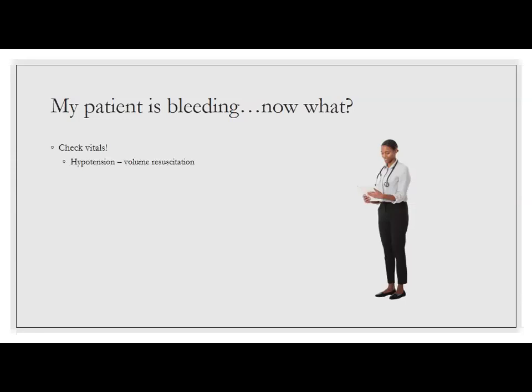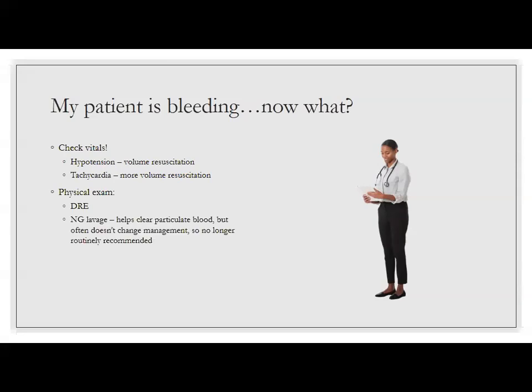So while you're doing all this, you should also be checking the vitals. If they're hypotensive, give them volume. If they're tachycardic, they need more volume. And then your physical exam, you definitely want to do a DRE on this patient. NG lavage has kind of fallen out of favor. It does help to clear blood to help when they visualize on the endoscopy, but doesn't really change management, so we don't routinely recommend that anymore. You should be looking for signs of chronic liver disease like palmar erythema or ascites, and then examine their heart and lungs. Is there anything that's going to compromise having a safe procedure?